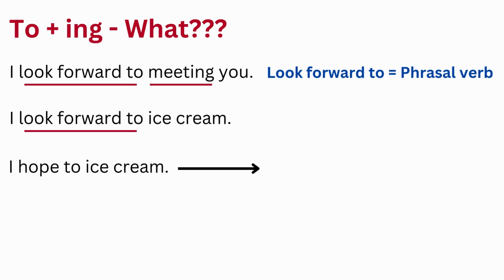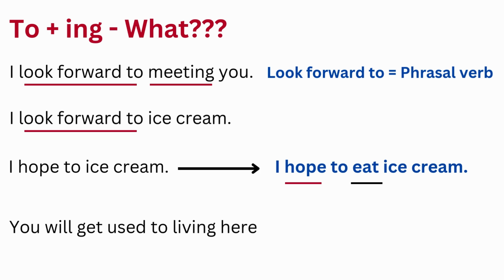Instead, you'd need to add a second verb. For example, I hope to eat ice cream. Similarly, I need to eat ice cream. In this case, to is separating two verbs, need and eat. It's a different case because to here is not functioning as a preposition, but as part of the verb construction. So, in summary, to can either be part of the first verb as a preposition or act as a connector between two verbs. Let's look at some more examples to clarify this further.